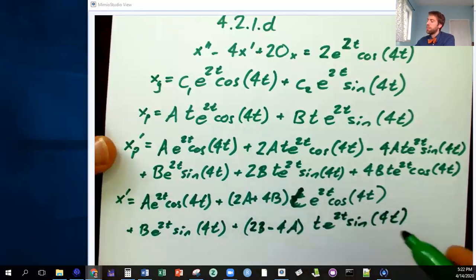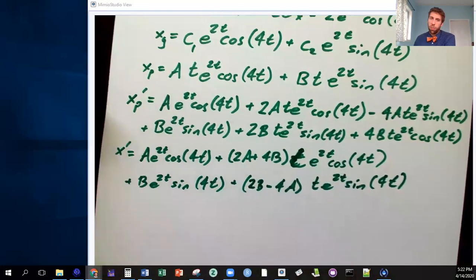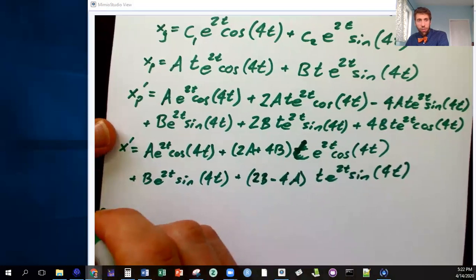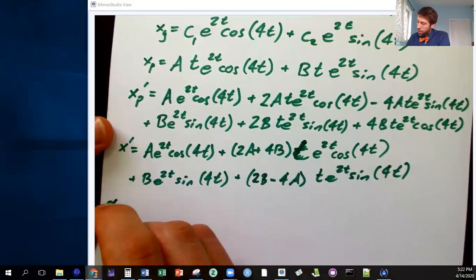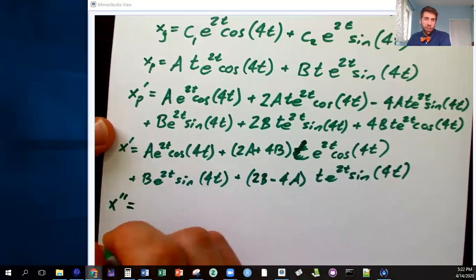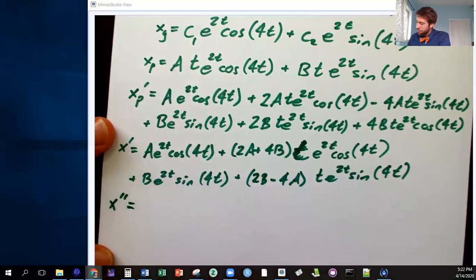Okay, that's at least like 2 less triple product rules. Not sure if it was worth it, but feels worth it. All right, x double prime. Simplifying is always worth it.